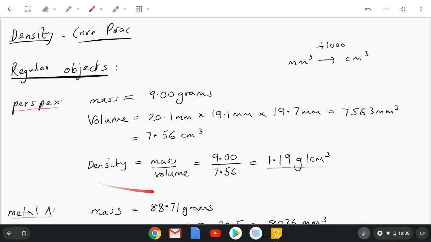To find the density, we use the equation mass over volume. Put the values in, 9 divided by 7.56, and what we get is an answer of 1.19, and the unit is grams per centimeter cubed.